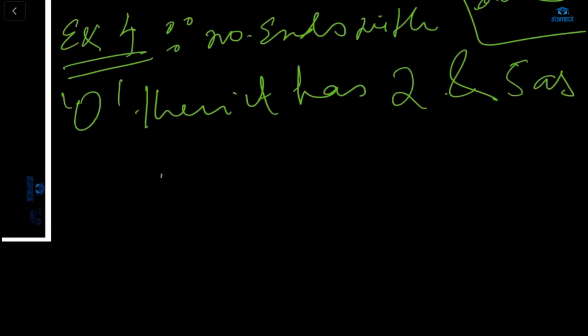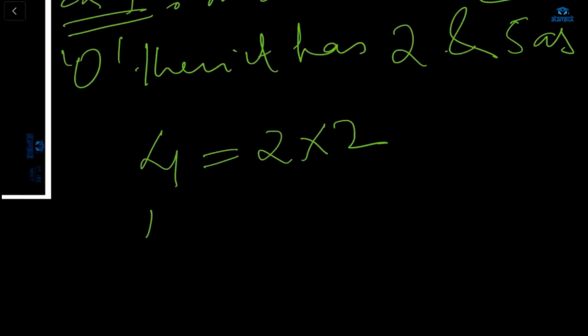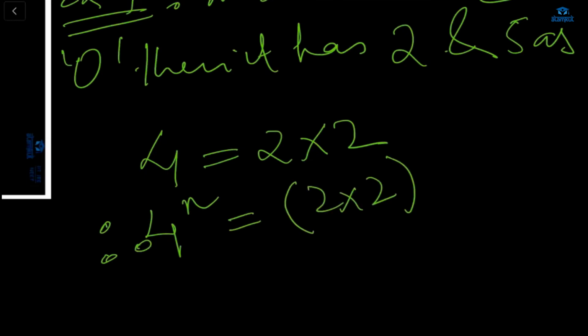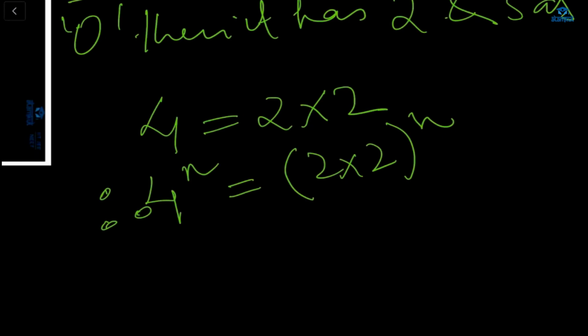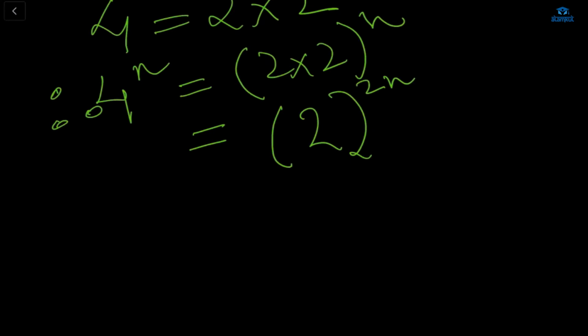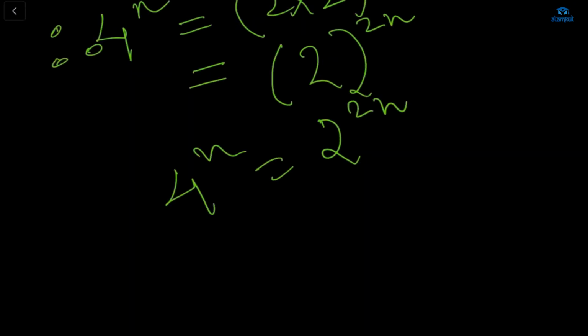Now you can see that 4 can be written as 2 into 2. Am I right? And in the question it is 4 to the power n. So 4 to the power n can be written as (2 into 2) to the power n, which you can say is 2 to the power 2n. Now 2 squared, so 2 to the power 2n. And therefore 4 to the power n is equal to 2 to the power 2n. And this states that the prime factorization of 4 to the power n does not contain 5. You can see we have only 2 here in the prime factorization.